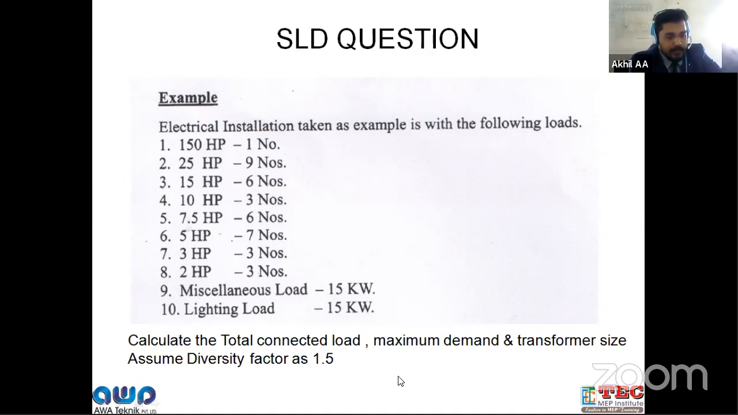The chat box is open. You can do the calculation and you can give the answer. If you have any doubts, you can ask.